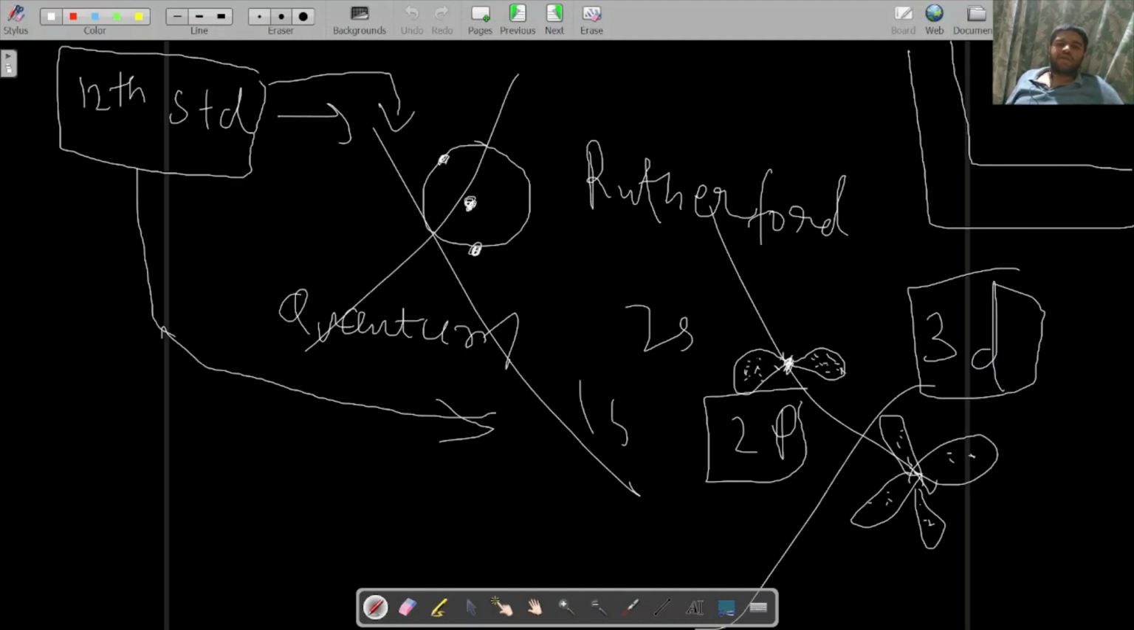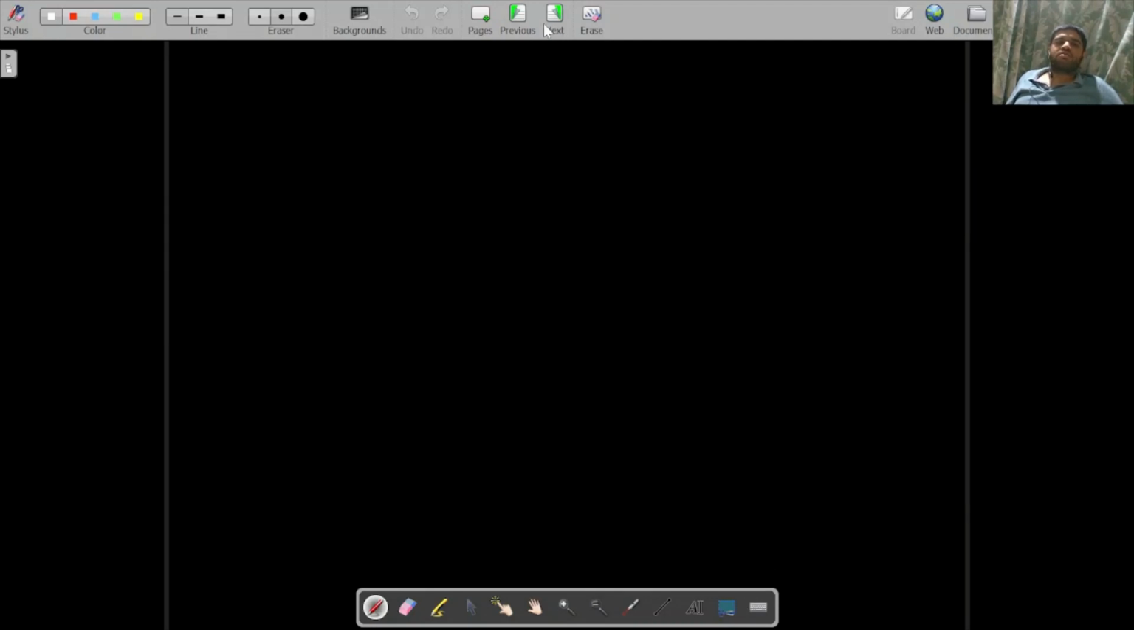All these things were a part of chemistry, that 1s orbital, 2s, 2p, 3d, and all these things. But from engineering onwards, or in MSc, if you must have done MSc in physics, then you must have learnt all those things, that this is the nucleus and these are the electrons. So the focus on these electrons is gone now, and in the higher classes you are studying about the nucleus. So the atom comprises of two parts.